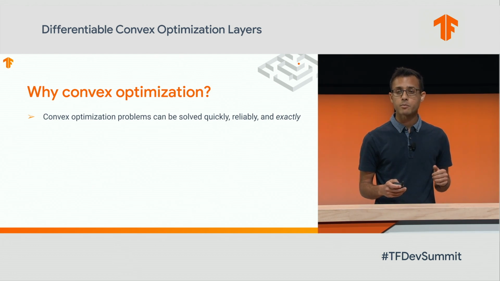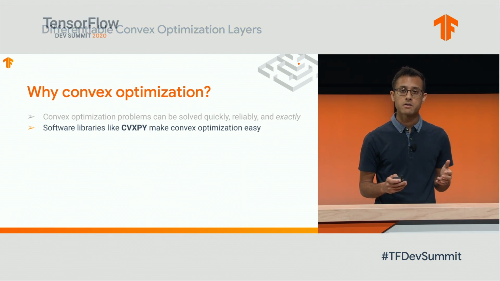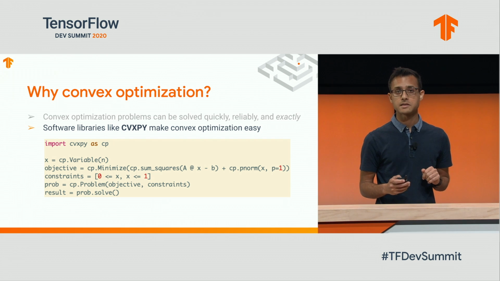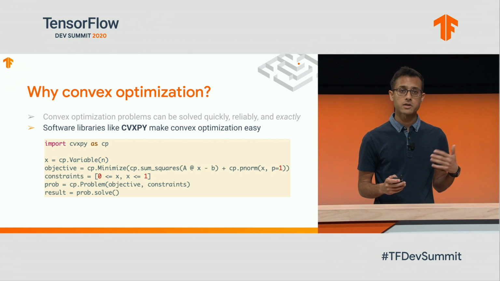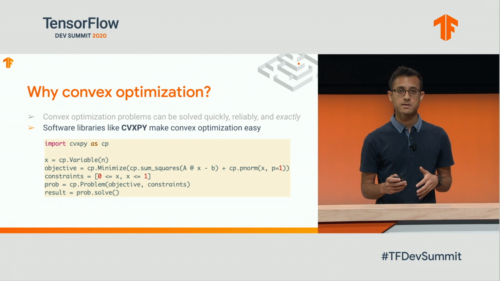Convex optimization has a lot of properties that make it a useful tool. So for one, convex optimization problems can be solved exactly and very quickly, up to thousands or even millions of times a second. Convex optimization is also easy to use in practice, thanks to software libraries like CVXPY. And to make things really concrete, here's a 5-line snippet of code that constructs and solves a convex optimization problem using CVXPY. So first, you construct a variable. Then you construct the objective function and a list of constraints. Then the objective and the constraints are used to construct a problem object. And you can call the solve method on this object to produce a value of x that solves the problem, i.e. it minimizes the objective function and satisfies the constraints.